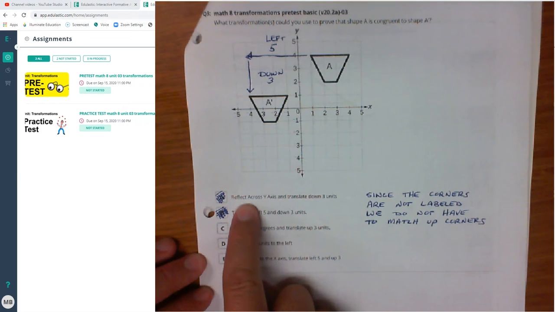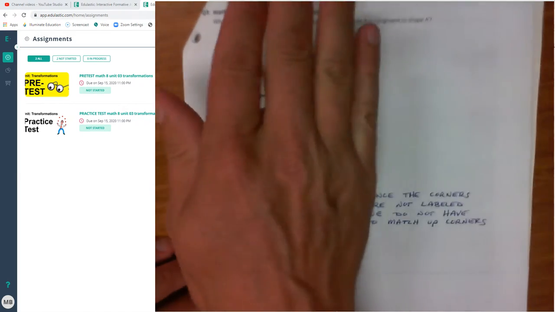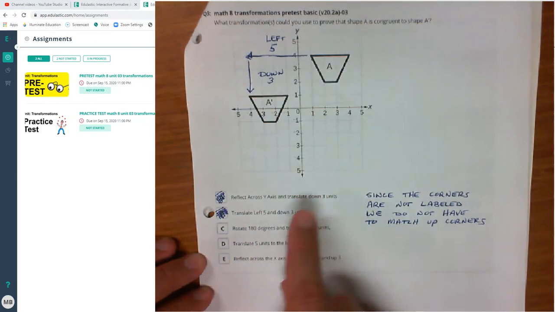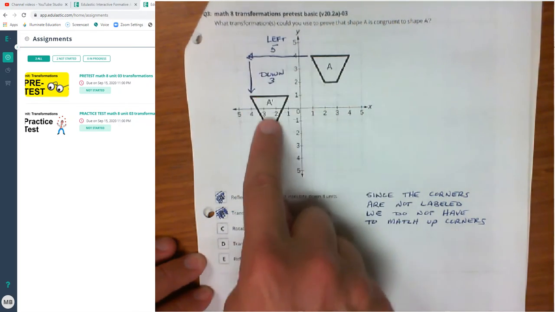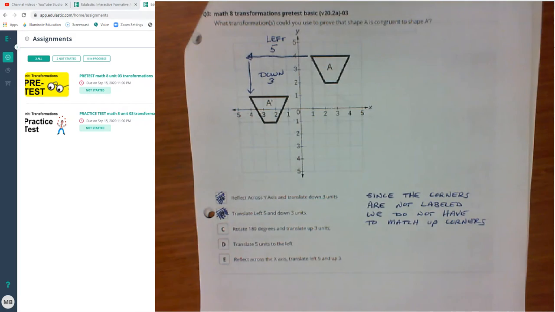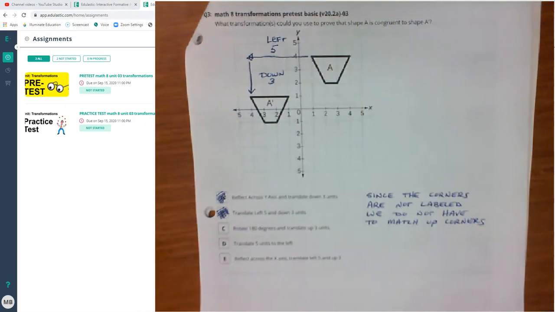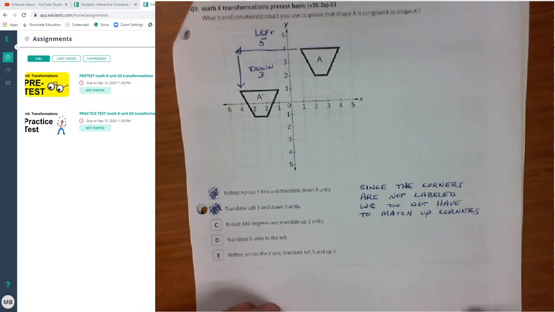So reflect it across the y-axis and then bring it down 3. Translate it left 5, 1, 2, 3, 4, 5, and then down 3. So 2 options there. If the corners were labeled, we'd have to be a little bit more intentional with this.